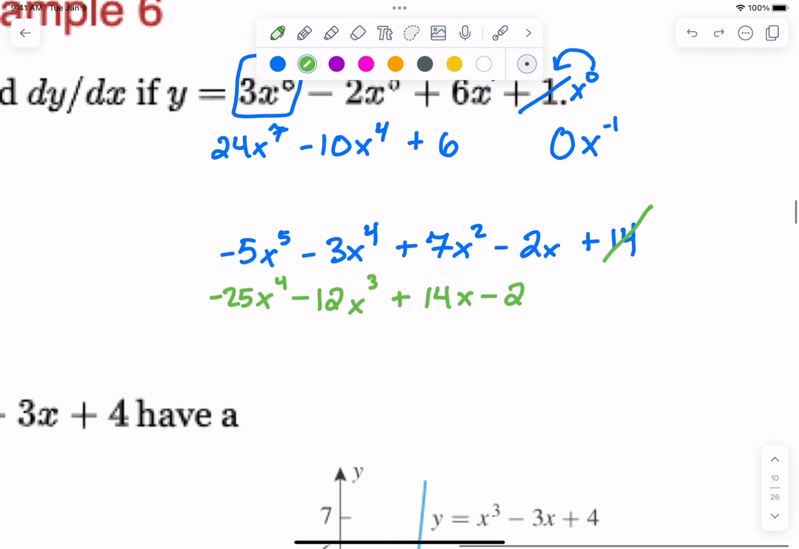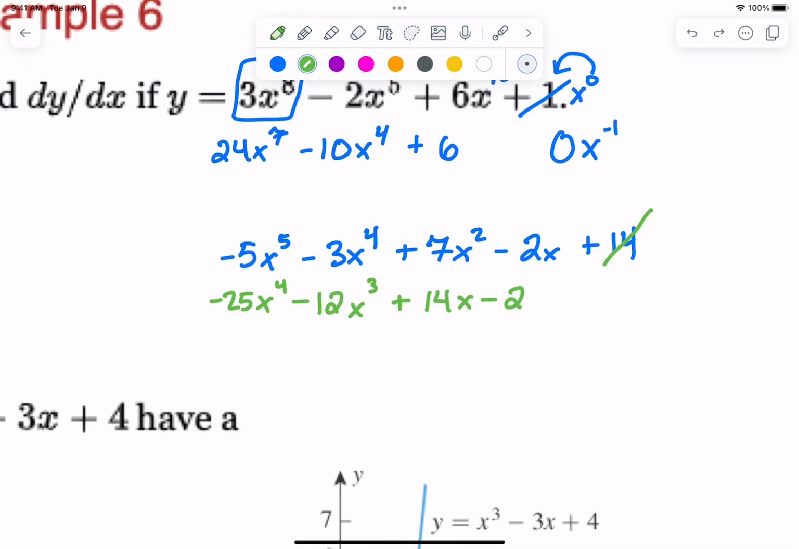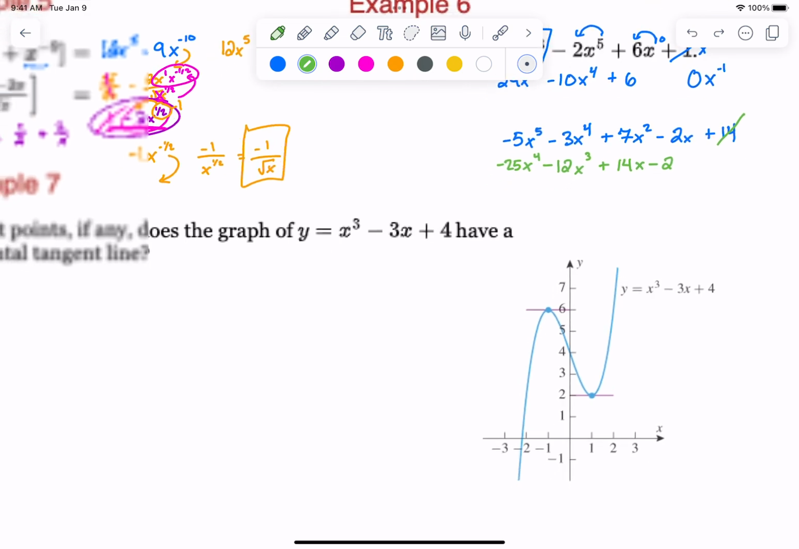Wait, was it negative 25x to the 4th minus 12x to the 3rd? Plug in 0. Plus 14x minus 2. Okay, all right, here you go.